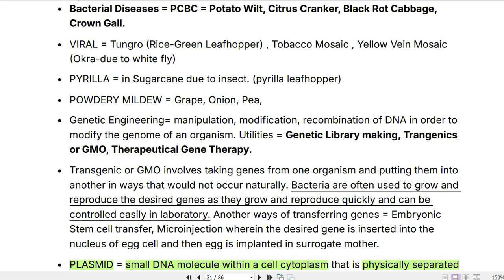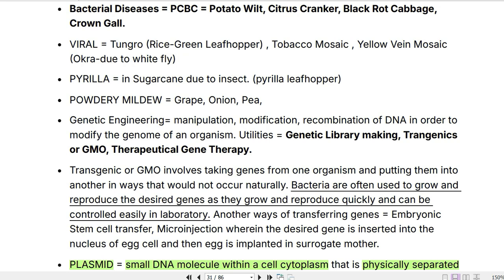Transgenic or GMO involves taking genes from one organism and putting them into another in ways that would not occur naturally. Bacteria are often used to grow and reproduce the desired genes as they grow and reproduce quickly and can be controlled easily in the laboratory.